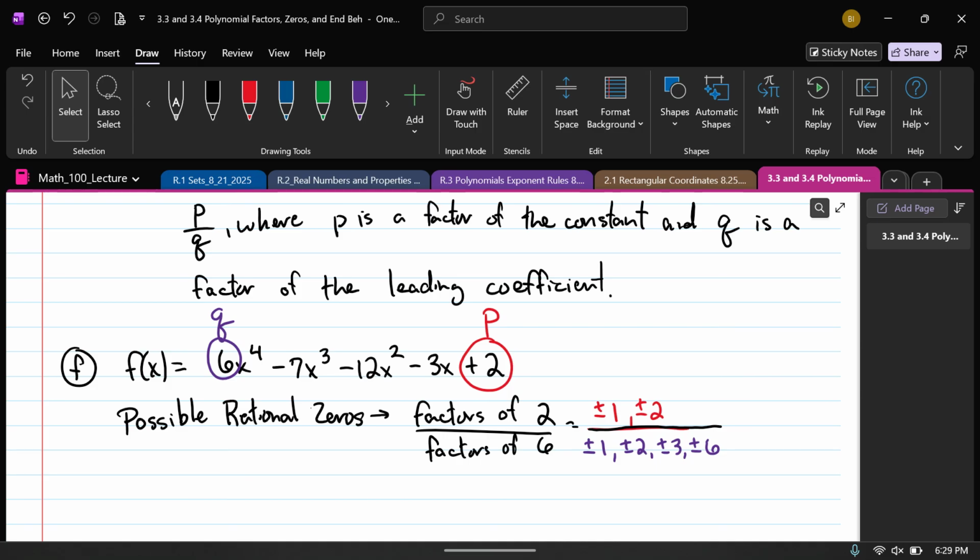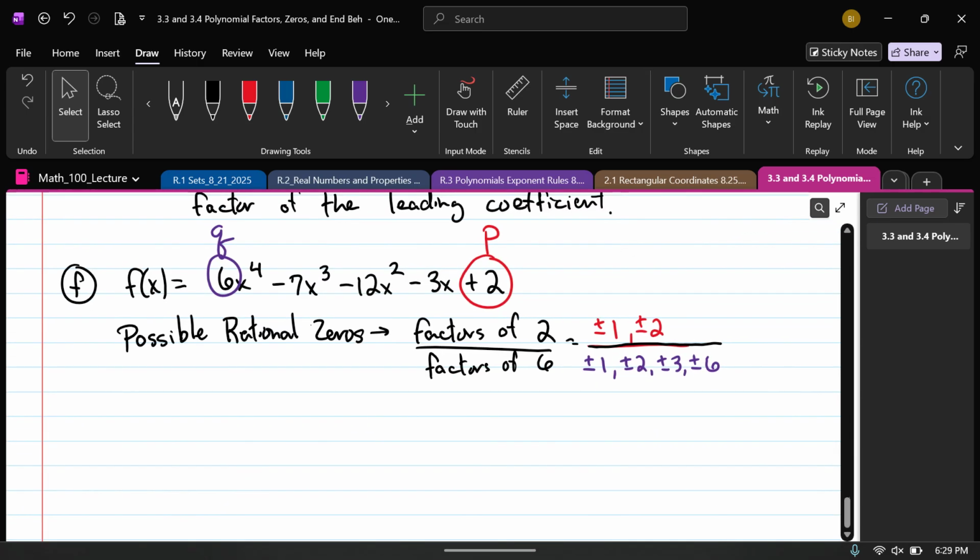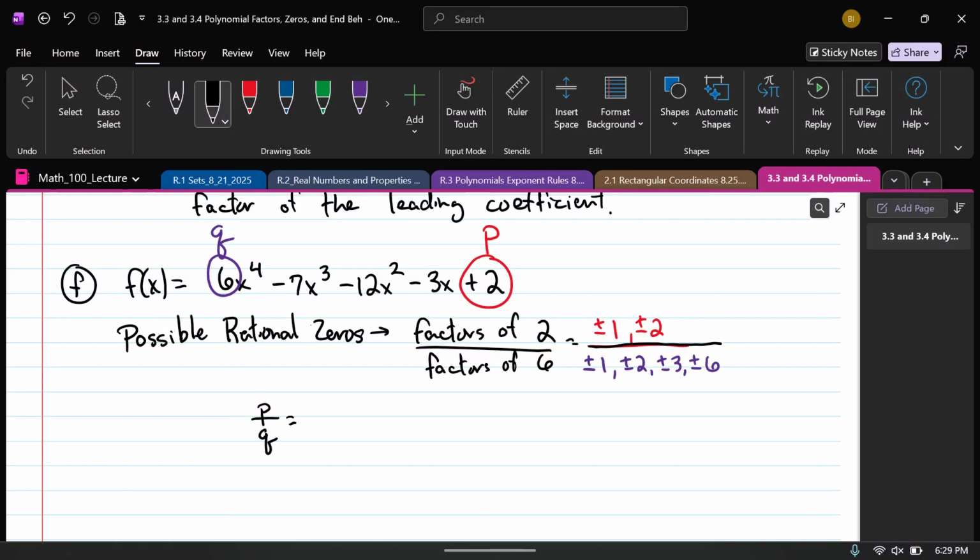All right, so that's just the start of making the list. So this is the actual list of possible rational zeros. I always just write P over Q equals, and then I'm going to take the first factor on the bottom and divide it into those two. So I'm going to have 1 divided by 1 and 2 divided by 1. So that's going to be plus or minus 1, plus or minus 2.